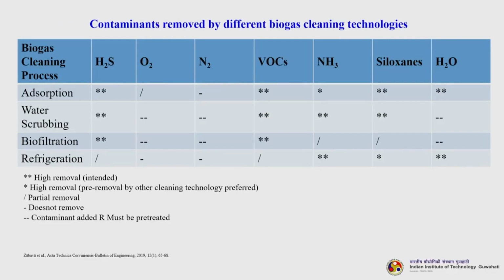So, these are the contaminants that are removed by different biogas cleaning technologies. It is just a comparative understanding. So, look at adsorption. Hydrogen sulfide will be removed, VOCs, ammonia, siloxanes and water all will be removed. So, high removal. If you talk about water scrubbing, again hydrogen sulfide, VOCs, ammonia, siloxane will be highly removed. And if you talk about biofiltration, the same thing, and in refrigeration also ammonia and siloxane and water will be removed completely, while other components will be removed partially.